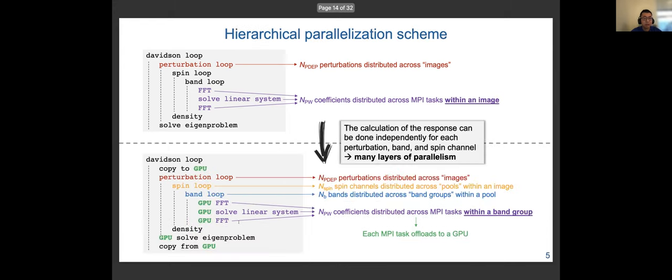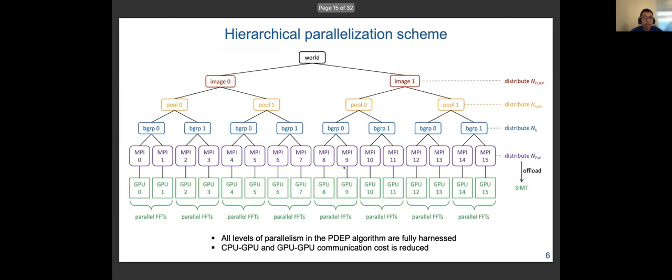To make that happen, we exposed two other levels of parallelism in our code. The first one is a loop over spin channels, and the second one is a loop over wave functions. So why does this help? It is because it further partitions the MPI ranks within an image into even smaller subgroups of ranks, so that each working group becomes smaller.